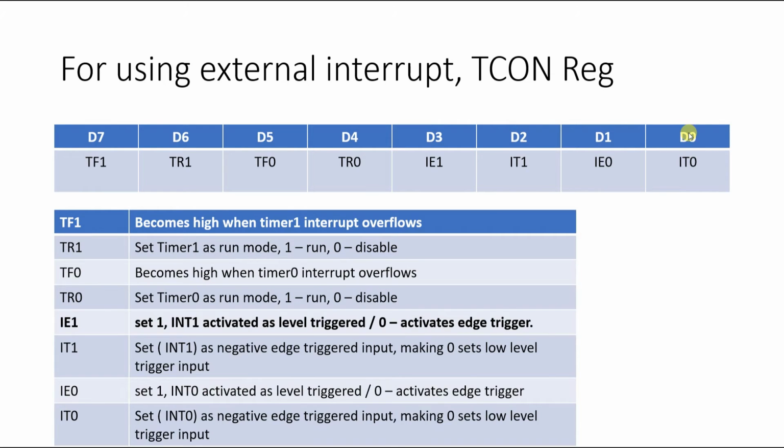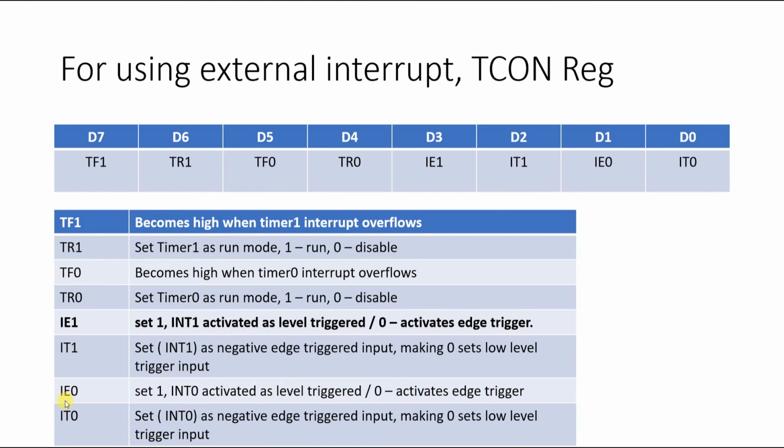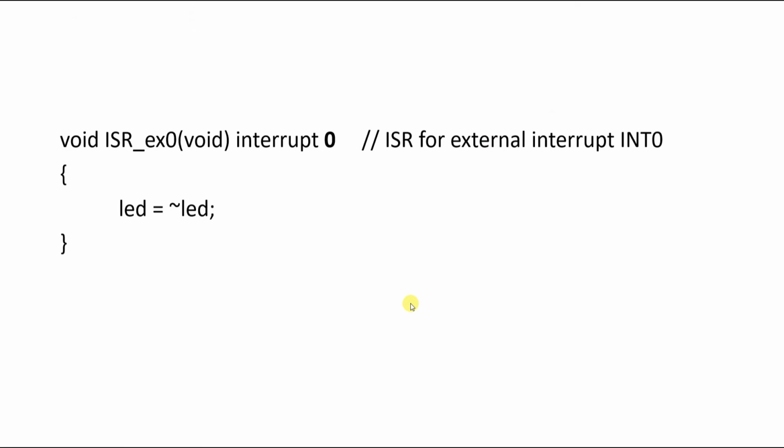Remember, whenever we are speaking about external interrupt 0, IT0, EX0, it is all about making the external interrupt 0 pin function as interrupt, which is P3.2. Now, my code will go like this if I have to enable external interrupt 0. So, EA bit 1, EX0 bit 1, IT0 bit 1. This will make the interrupt fire when you make the INT0 pin go low. Now, that's it. What next is, how do you write this function?